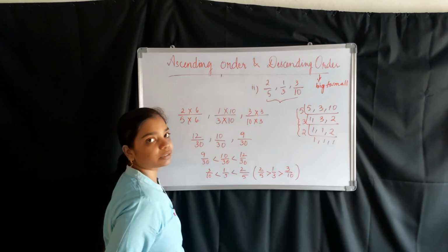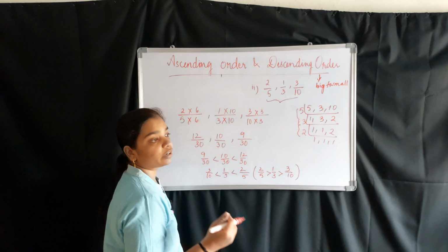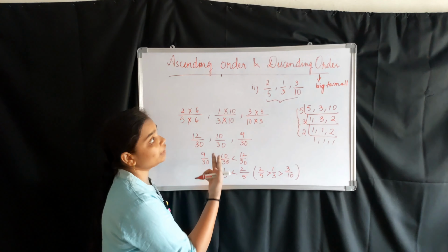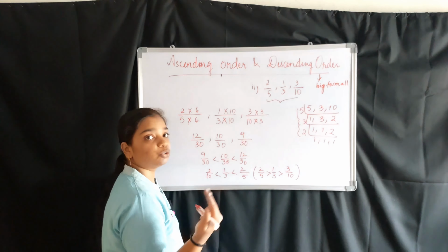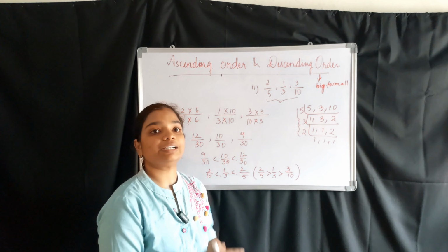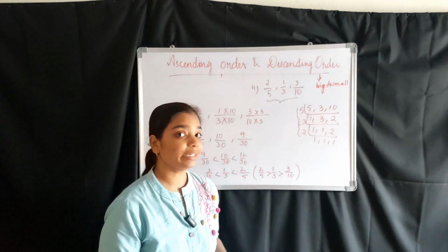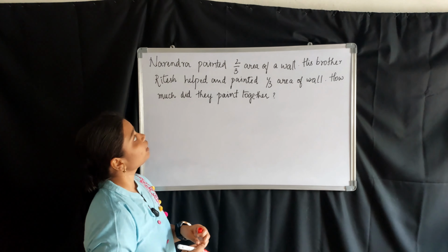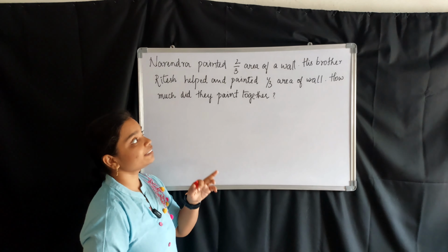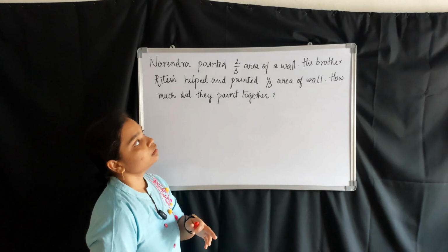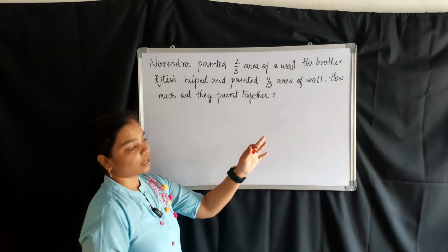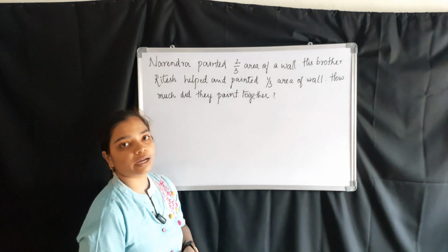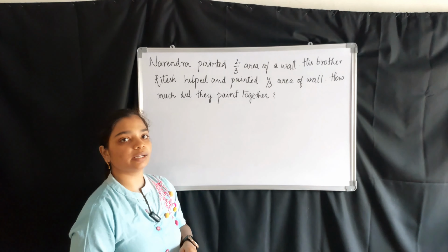So this was our way of comparison for any two numbers. If the denominators are different, just do the LCM and then decide if it is greater than, smaller than or equal to. So in this question, we have a scenario wherein Narendra painted 2 by 3 area of a wall and his brother painted 1 by 3 area of a wall. So our question is, how much did they paint together?